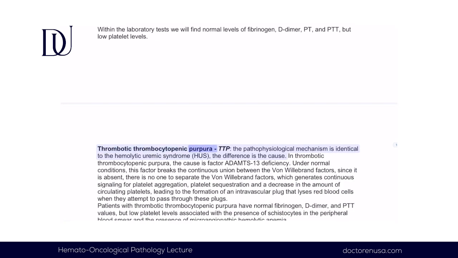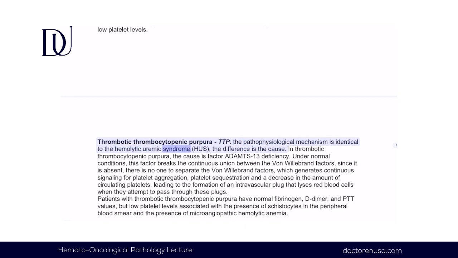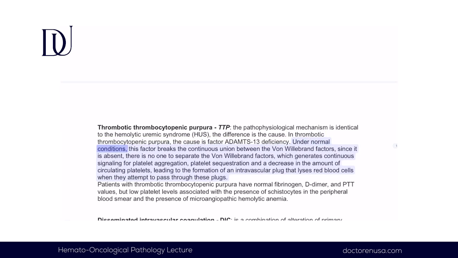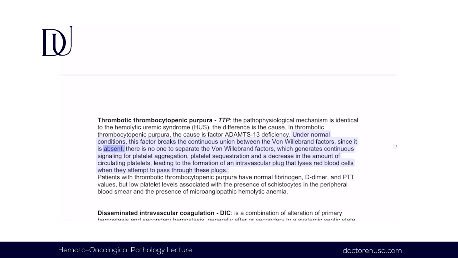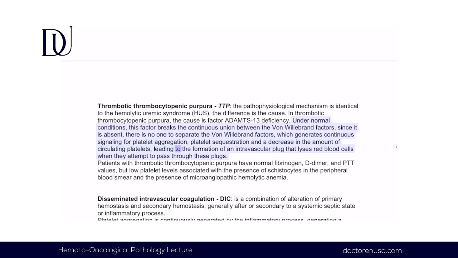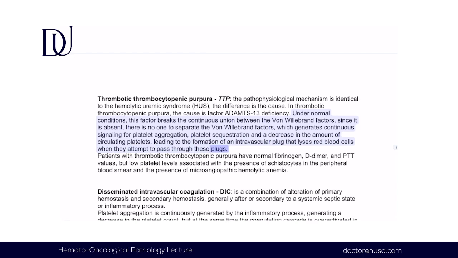Thrombotic thrombocytopenic purpura, TTP: the pathophysiological mechanism is identical to the hemolytic uremic syndrome, HUS; the difference is the cause. In thrombotic thrombocytopenic purpura, the cause is ADAMTS13 deficiency. Under normal conditions, this factor breaks the continuous union between the von Willebrand factors. Since it is absent, there is no one to separate the von Willebrand factors, which generates continuous signaling for platelet aggregation, platelet sequestration, and a decrease in the amount of circulating platelets, leading to the formation of an intravascular plug that lyses red blood cells when they attempt to pass through these plugs.